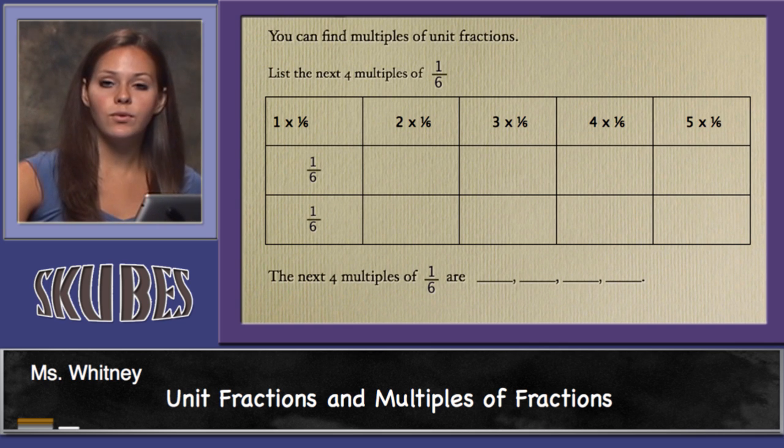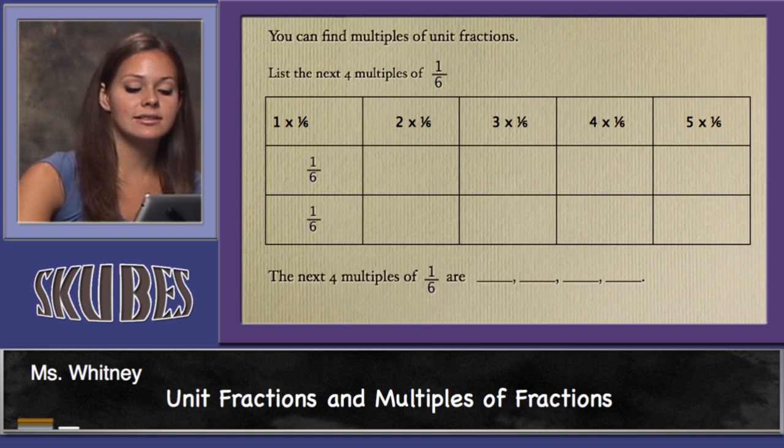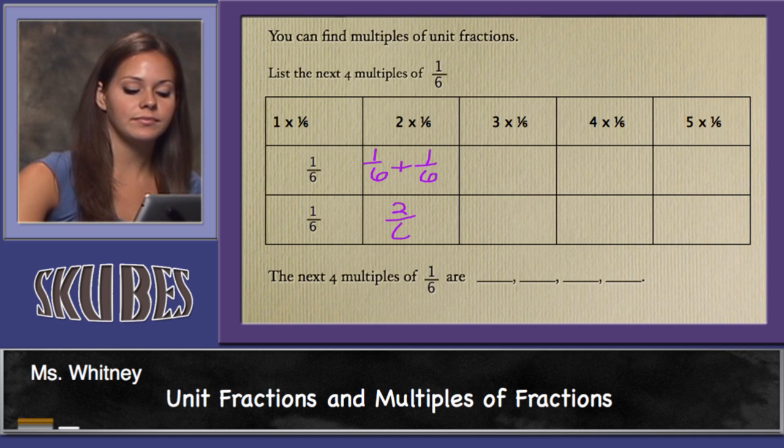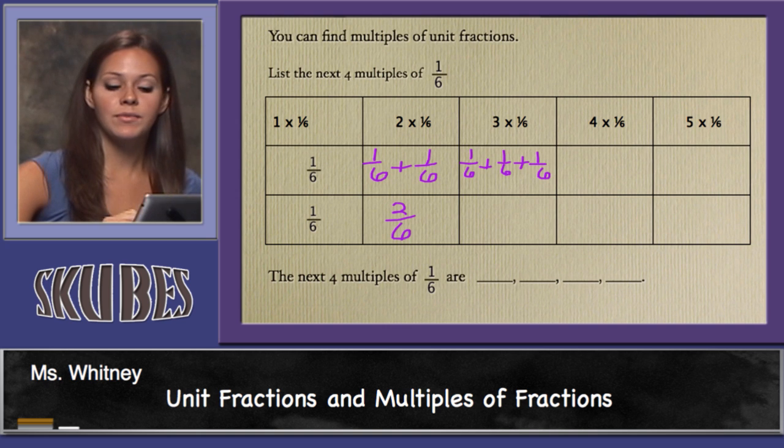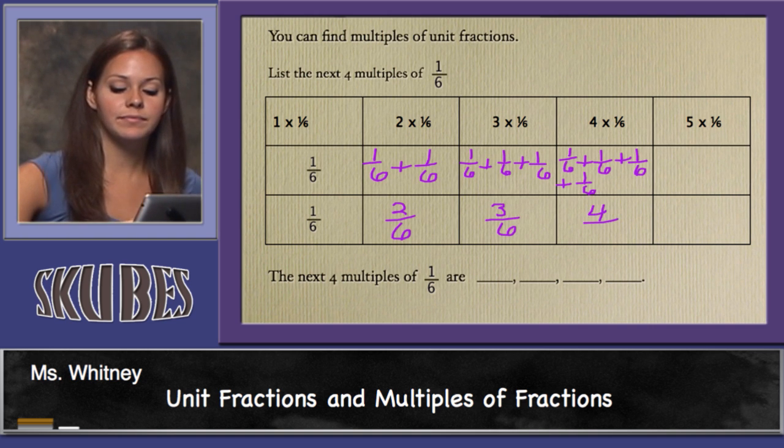Here's another example. We're going to list the next 4 multiples of 1/6. 1 times 1/6 is 1/6. 2 times 1/6 is 1/6 plus 1/6, or 2/6. 3 times 1/6 is 1/6 plus 1/6 plus 1/6, or 3/6. 4 times 1/6 is 1/6 plus 1/6 plus 1/6 plus 1/6, or 4/6.